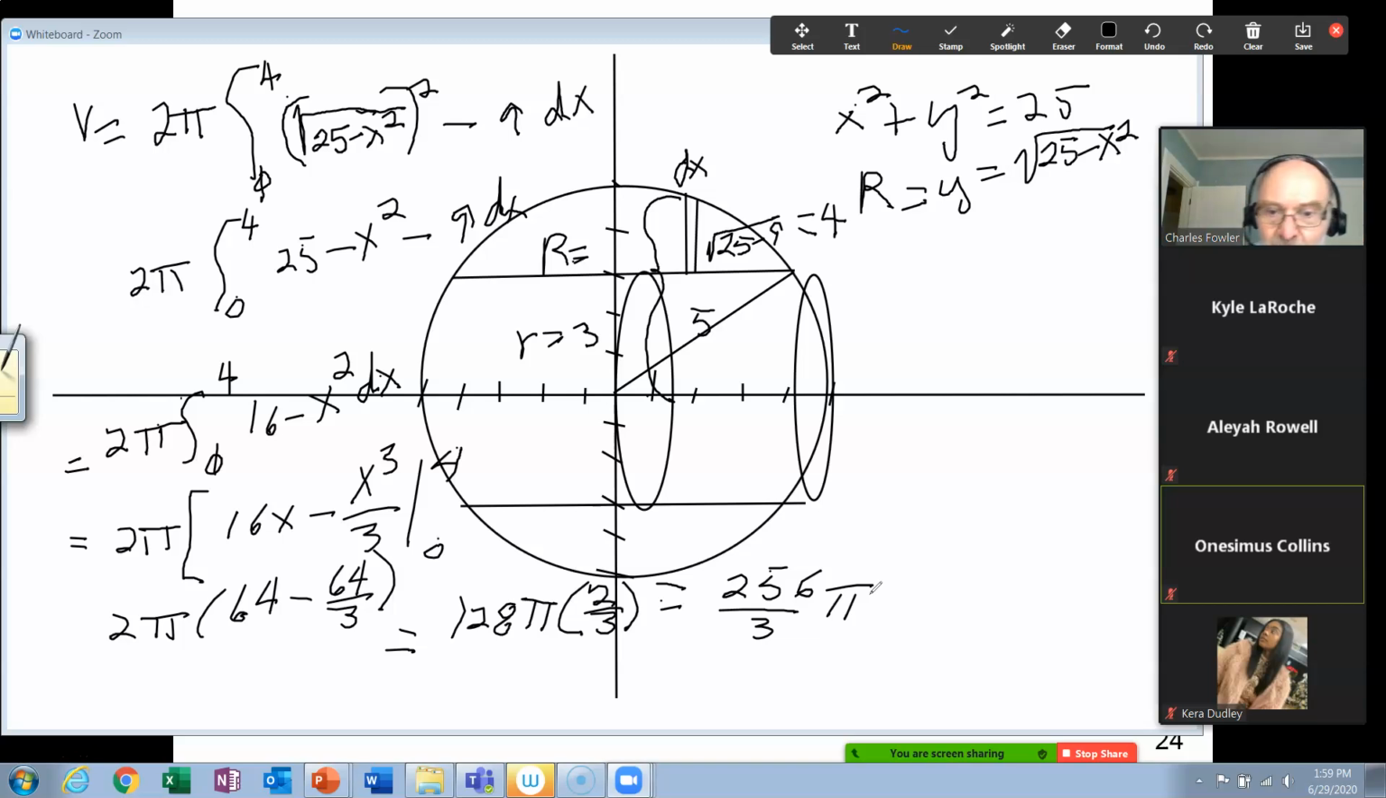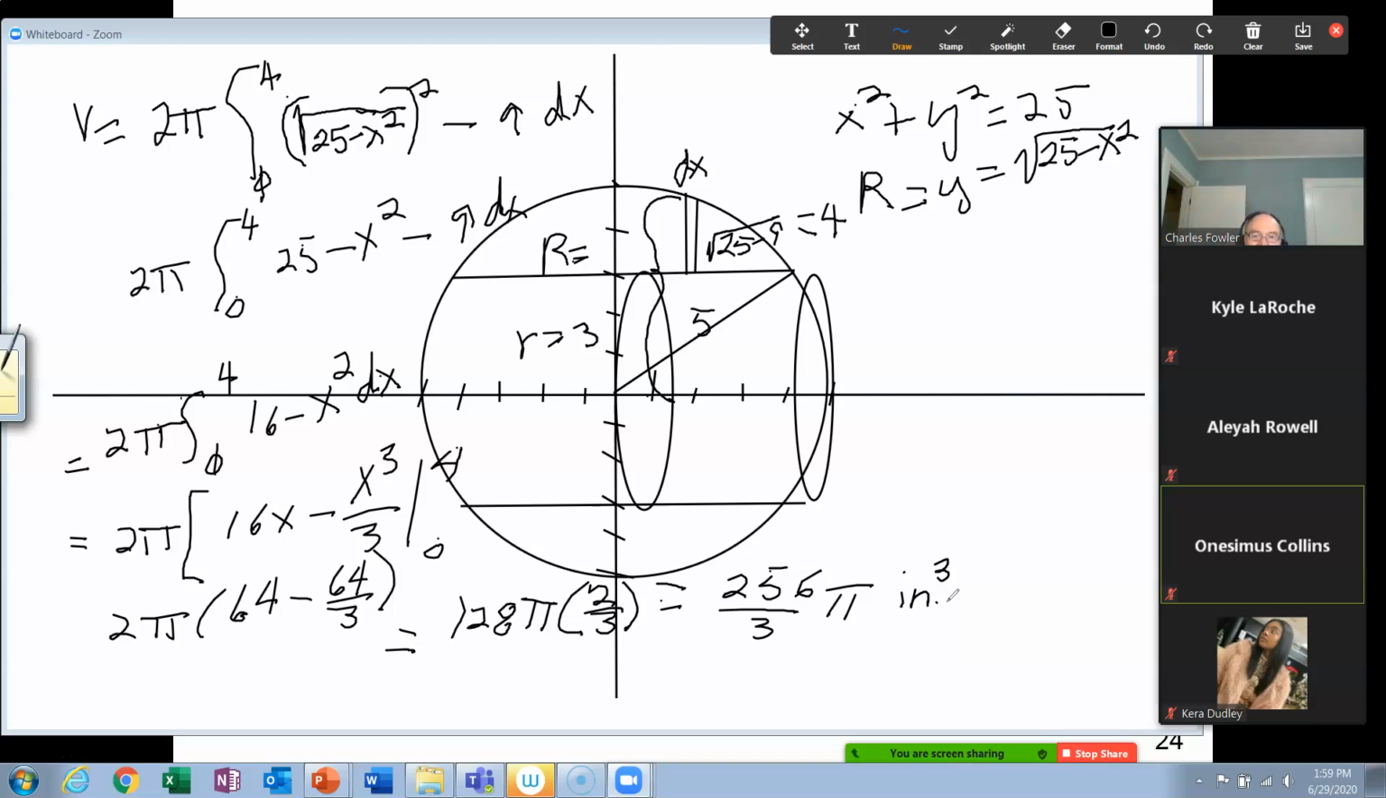Yes, that's what they get. Oh, I didn't even realize it. They gave all these things in terms of inches, so this would then be cubic inches. This is cubic inches. (256 thirds pi cubic inches).